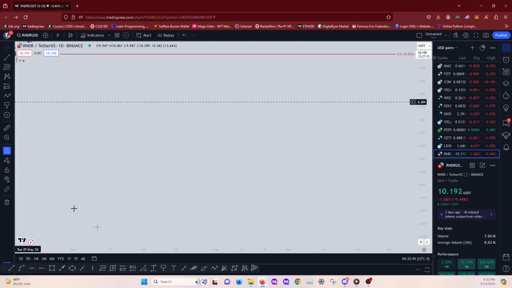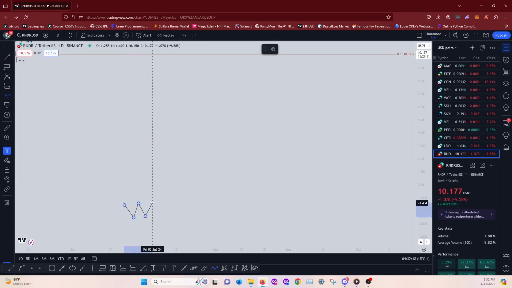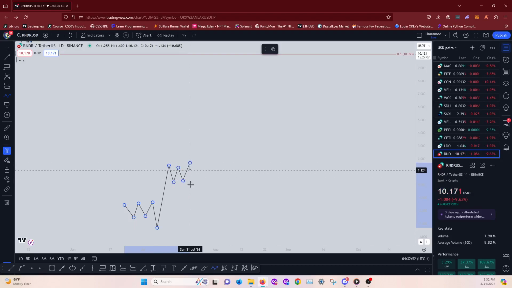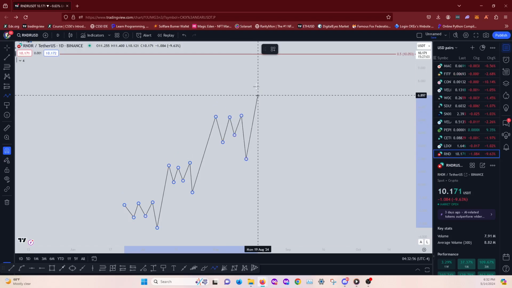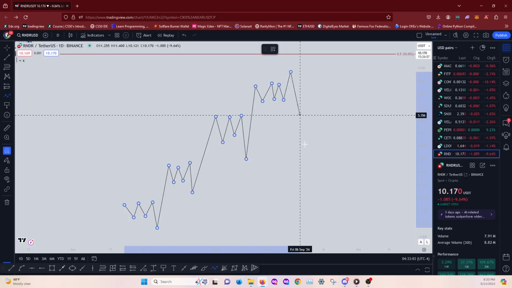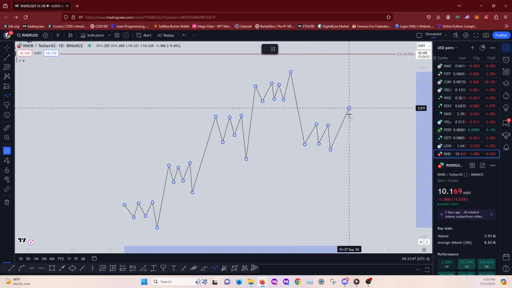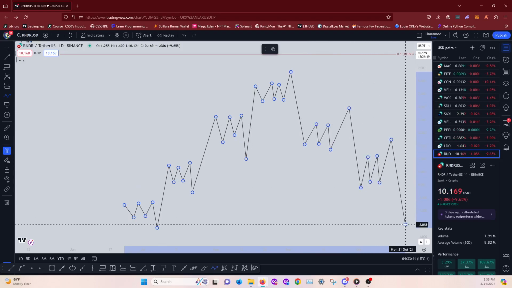What did I say before? So consolidation, manipulation, trend, consolidation, sell side sweep, trend, consolidation, sell side sweep, trend, consolidation. This could be the beginning of the sell model. Buy side sweep, trend, consolidation, buy side sweep, trend, buy side sweep, trend.